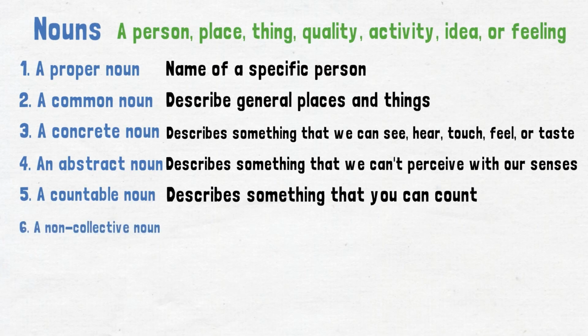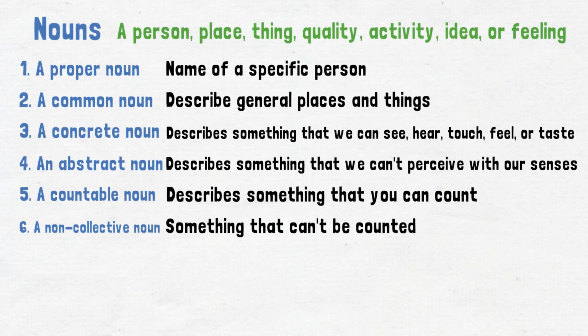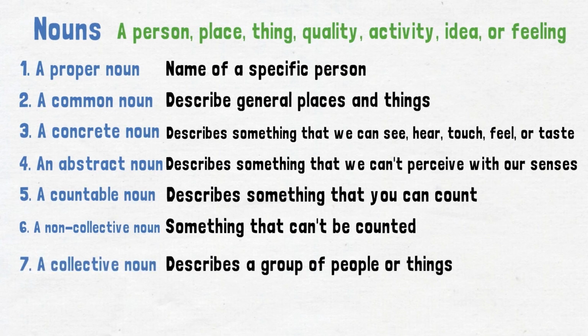A non-collective noun is something that can't be counted. For example, water and air. A collective noun describes a group of people or things. For example, herd and flock. Note that there are special rules governing the formation of plural nouns. Most of the time, you will add an S to the end of the noun, as in cars. However, I have a special video that you need to watch in order to learn how to form the plural of any English noun.